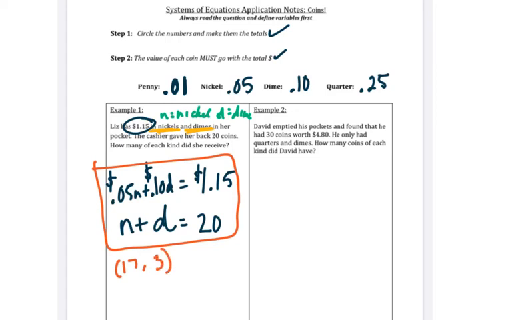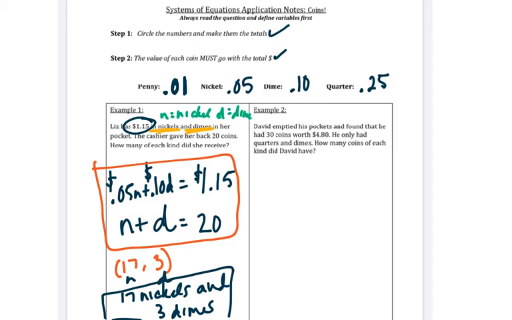We need that, but I also need more specifics. So I need to know that N came first and D came second, which means that we had 17 nickels and 3 dimes. So let's look at one more together, and then you can try a couple of these on your own.